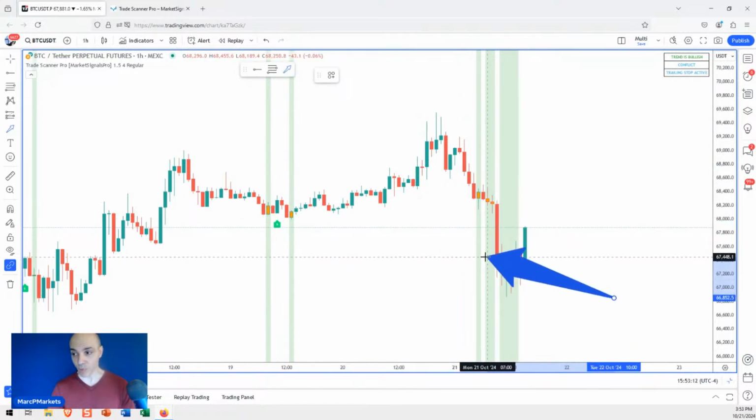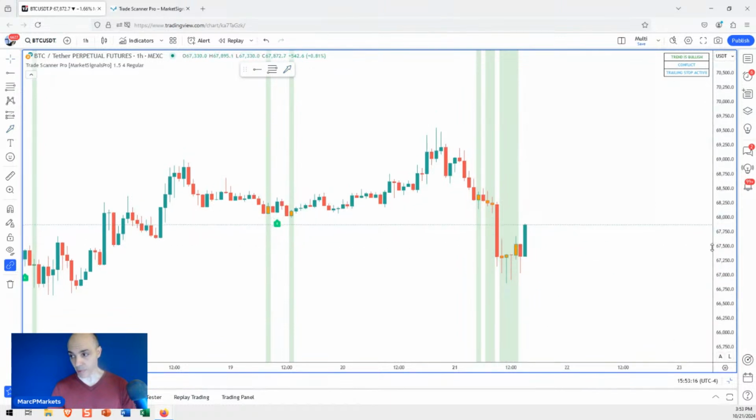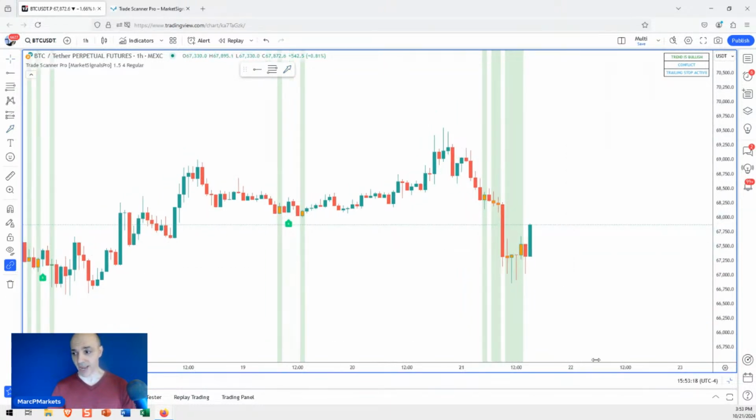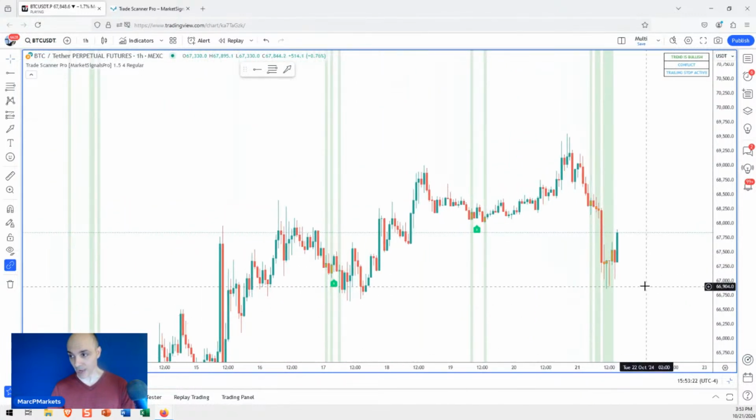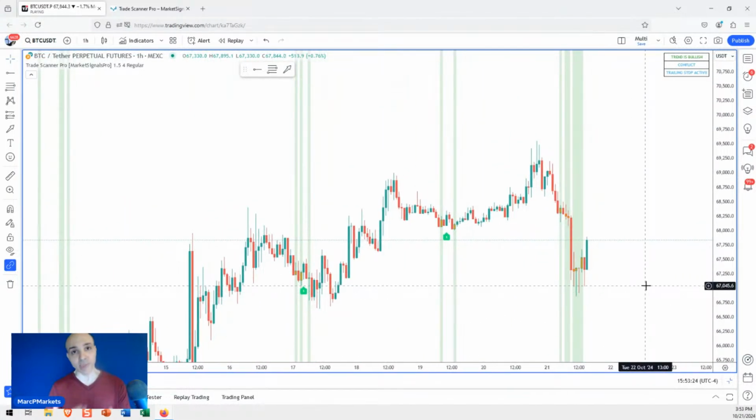Look at this. Look at all this warning. Okay, so a signal on the hourly is coming soon. Now you're like, well, but it's moving right now, and there's no signal on the hourly. But the point is, that's how the features work. If you have any questions, please let me know.